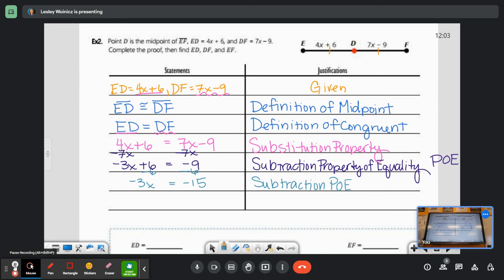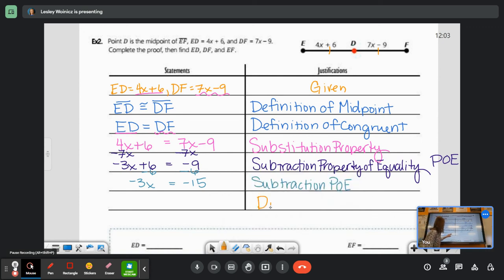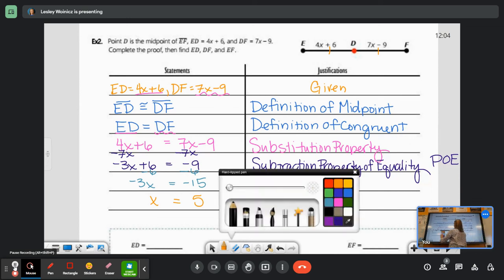All right, what's the last one? Division. Yeah. So when we divide both sides by negative 3, we get positive 5. Now, if you're anything like me, when I was in high school, I was so excited to be done with this darn proof and have an x that I forget to plug it in and do the rest of the stuff it asks me.